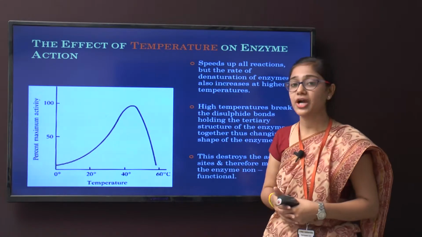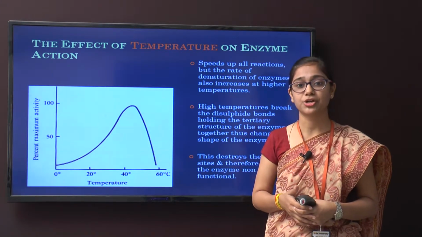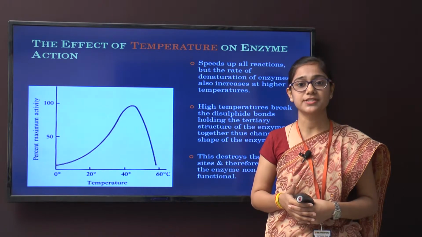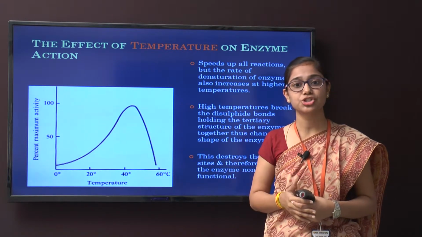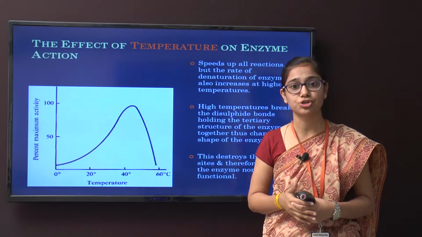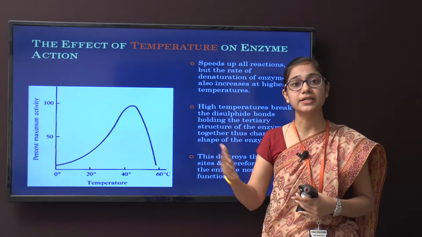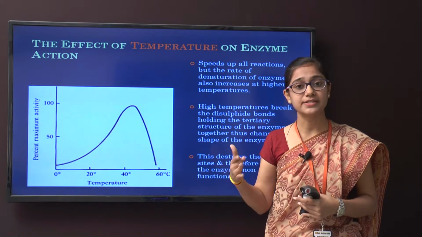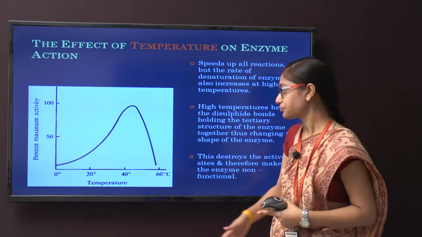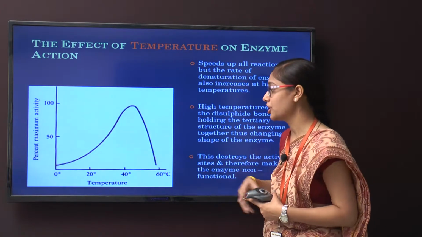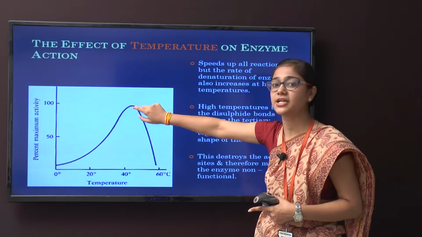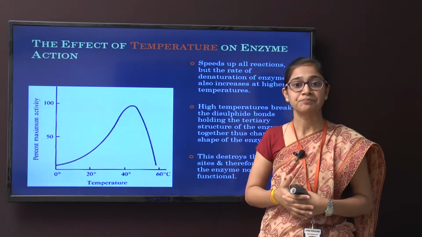Next is the effects of the parameters on enzyme action. The first parameter is temperature. Temperature speeds up the reaction, but the rate of denaturation of the enzymes also increases at higher temperature. You can see here the percentage of maximum activity against temperature. When the temperature increases, the enzyme activity increases.